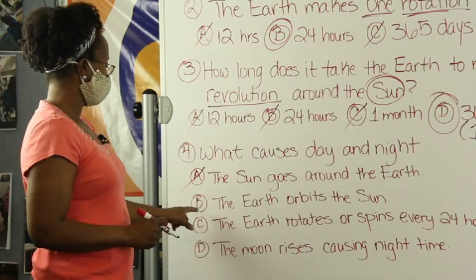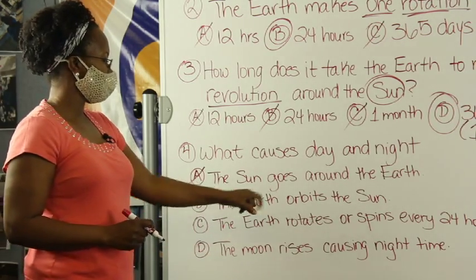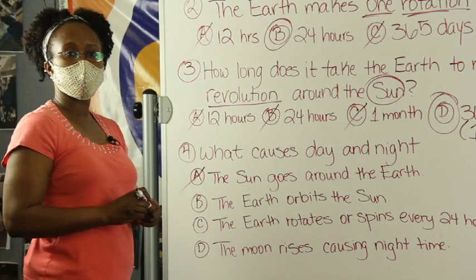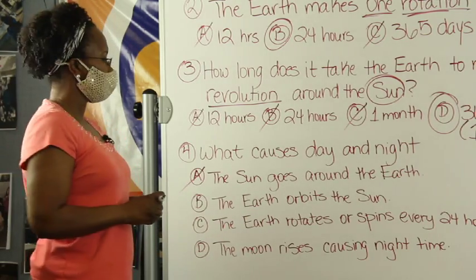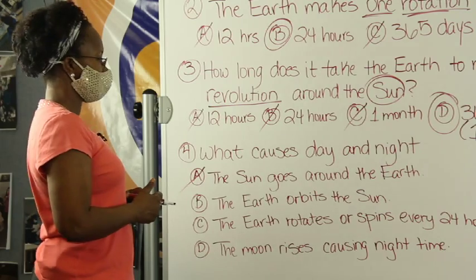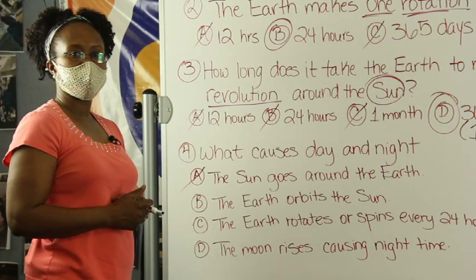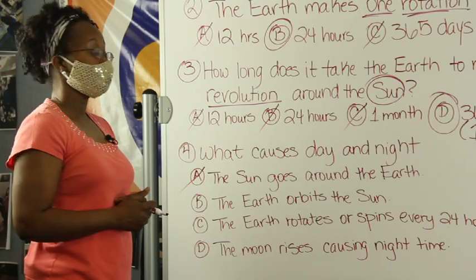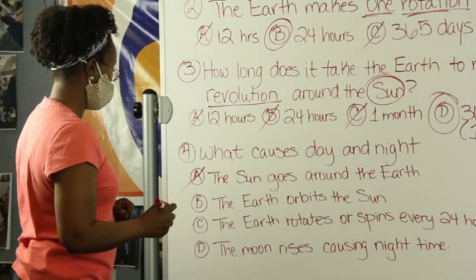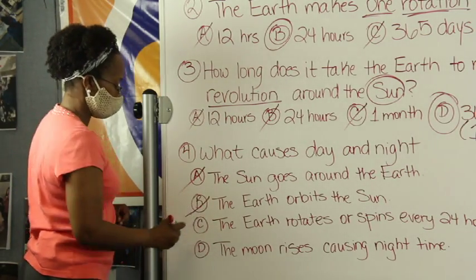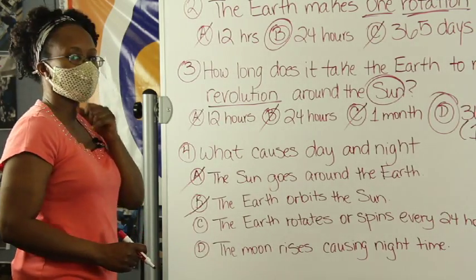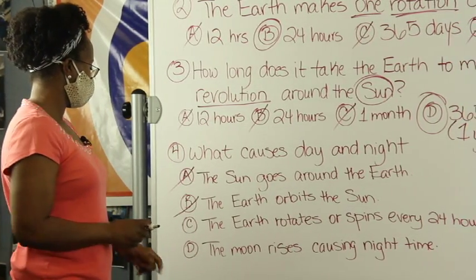B, the Earth orbits the sun. Does the Earth orbit the sun? It does. Does that have anything to do with day and night? It does not. So we're going to mark it out. That's not the main thing that has to do with day and night.